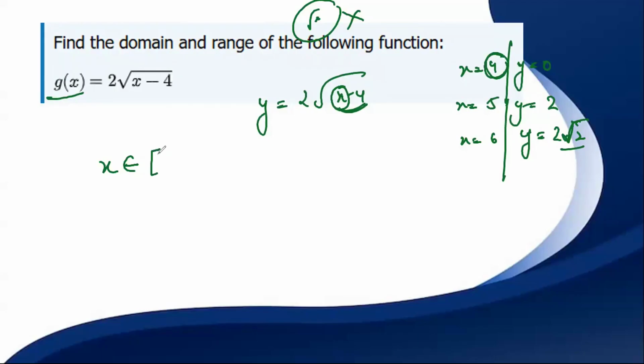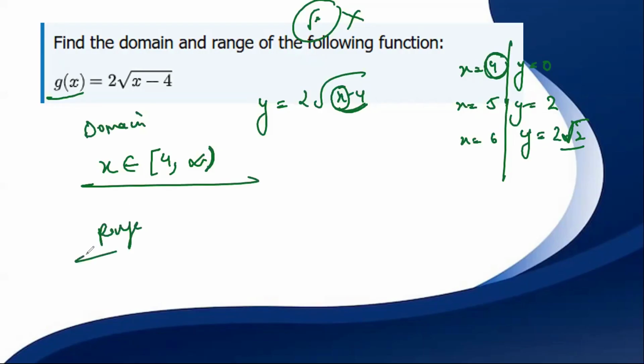So I start with a square bracket, because I know my minimum value is 4, and I don't know the maximum value, so infinity, with an open bracket. When you know the minimum or the maximum value, use the square bracket. When you don't know it, you use the open bracket like this, right? So this is my domain. My input is my domain.